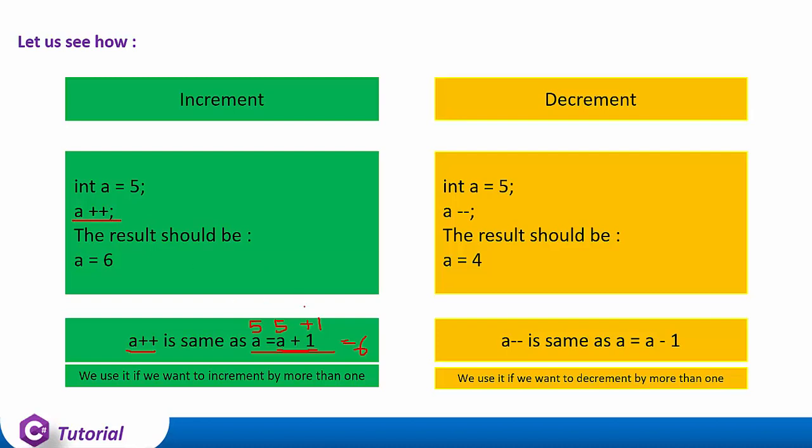But the difference here is that with this one we can add different numbers, like a plus 2, a plus 100, a plus 256, whatever number we can put here, so the increment will be with that number. And the decrement also works in the same way. We assign the value 5 here, then we subtract 1 from 5, so the result will be 4, like this.